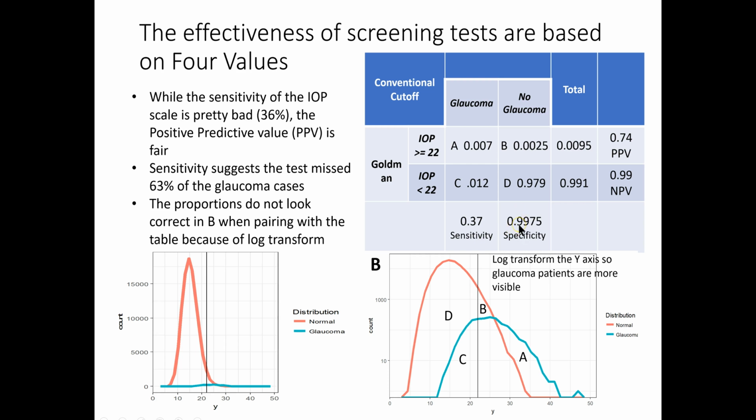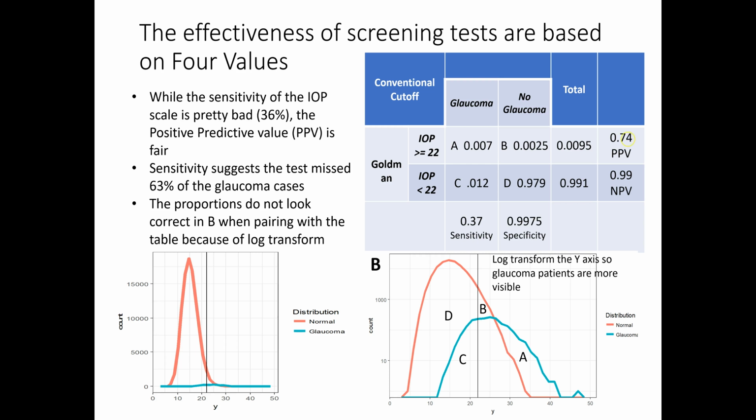But if you think about it, if you have a patient in your chair and you're trying to assign the distribution, you don't know which one of these they are. So sensitivity and specificity are not the values that you care about. You care about, given they have an IOP greater than 22, do they have glaucoma? And so that's 0.007 divided by 0.0095, which is 0.74. So your positive predictive value is 74%.